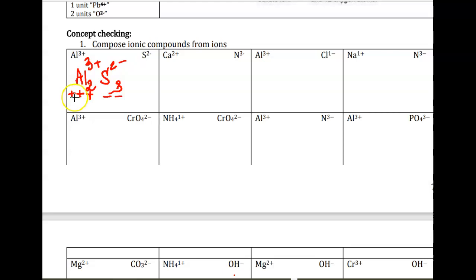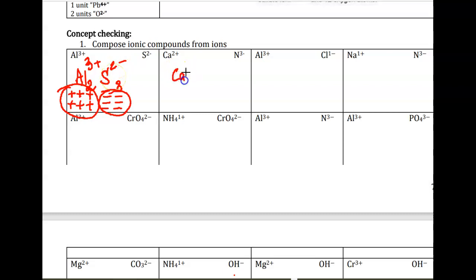So to make it neutral, we need to add more aluminum here. 1, 2, 3. So that gives us 6 positive charge, right? And we need to add 2 more sulfurs that give us 6 negative charge, and you can see 6 positive here and 6 negative here gives us neutral.